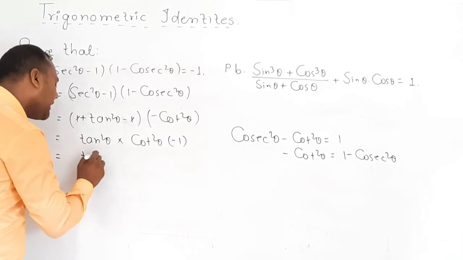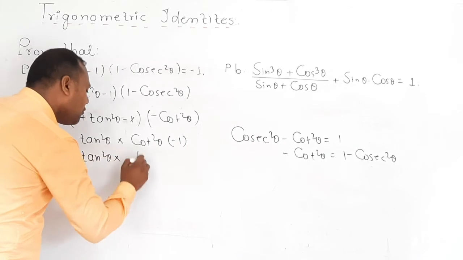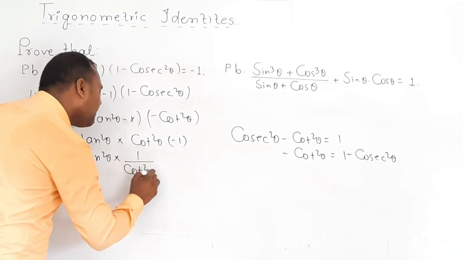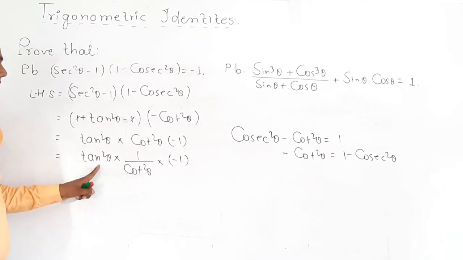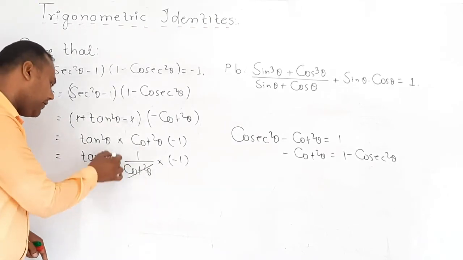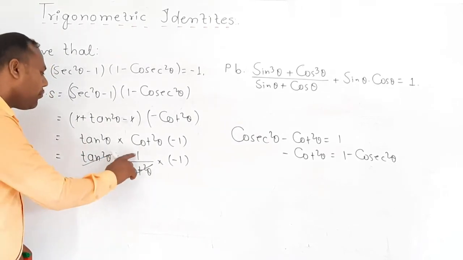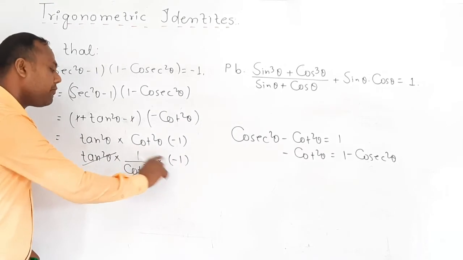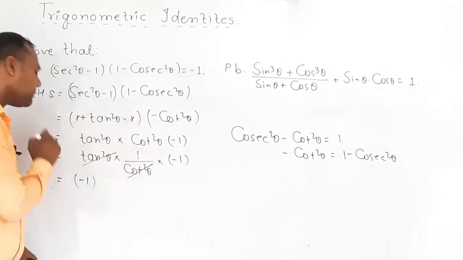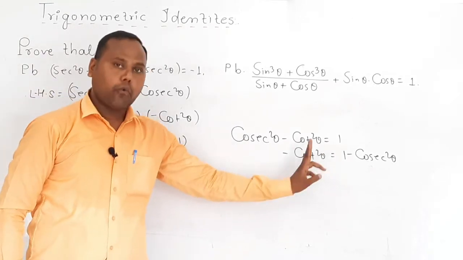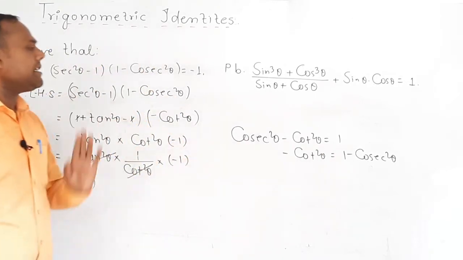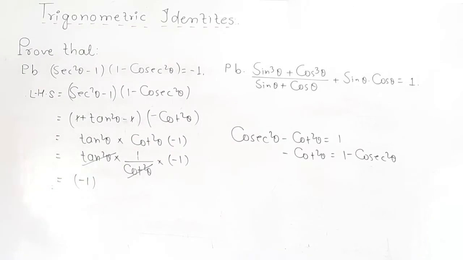That means tan square of theta into 1 upon cot square of theta and minus of 1. So cot square theta cancels out with tan square of theta. That means 1 multiplied by minus of 1, which is minus of 1. We always utilize this type of formulas while solving the identities. Now you can take a screenshot.